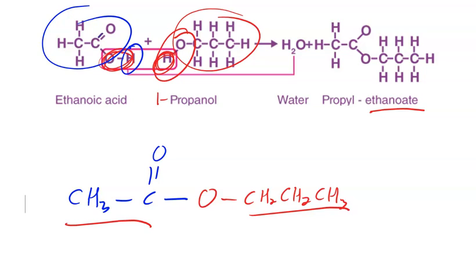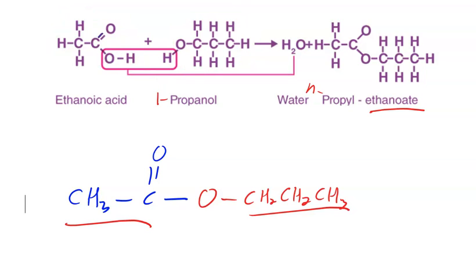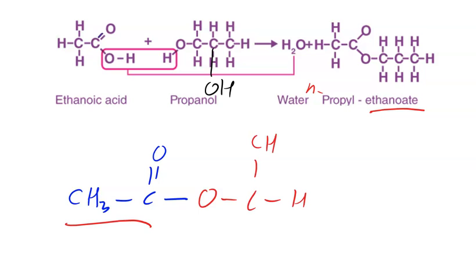This should probably be N-propyl or 1-propyl because it's the first one. If we used 2-propanol, and therefore the alcohol was right here, then we would have a different product because it would be stuck as a branch from the second carbon. And we would call this isopropyl ethanoate as opposed to N-propyl ethanoate.